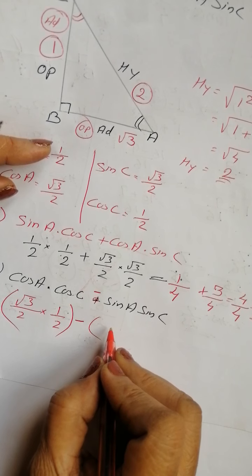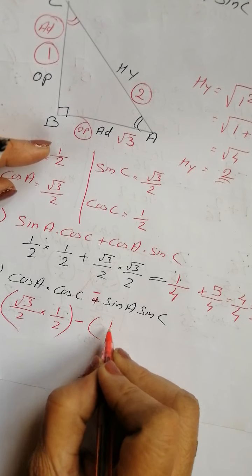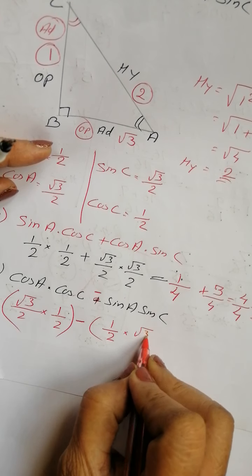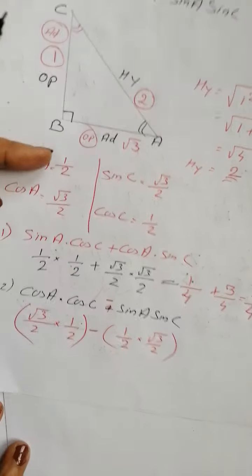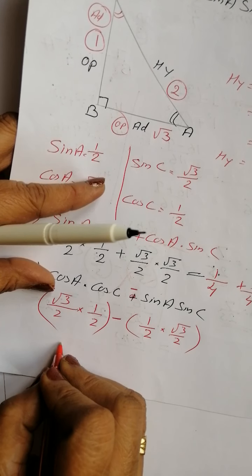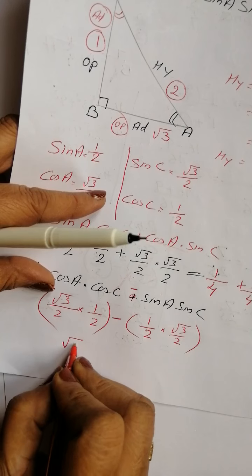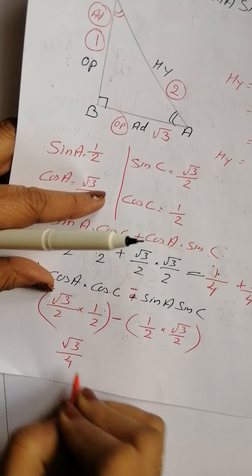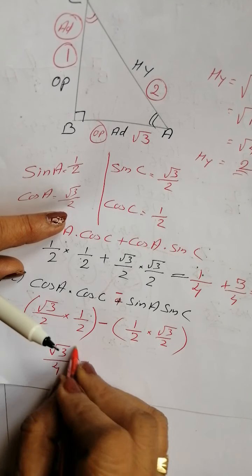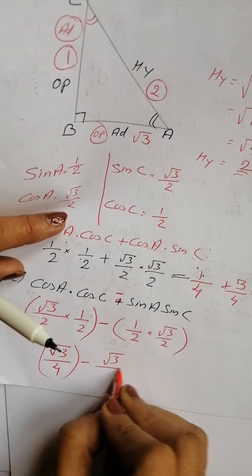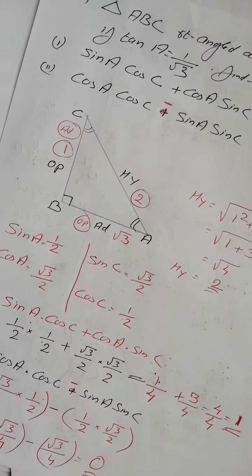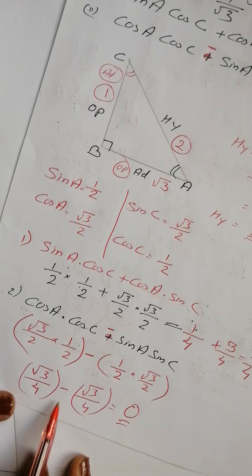Now what is sin A? Yes, sin A is 1 by 2 times, what is sin C? Root 3 by 2. I want to teach both the methods, plus and minus. So when you multiply, what will you get? Root 3 by 2 times 2 is 4. Minus, put a bracket, root 3 by 4. So you will get 0.